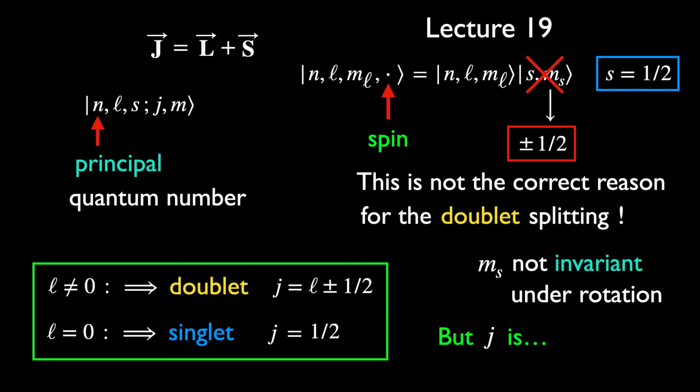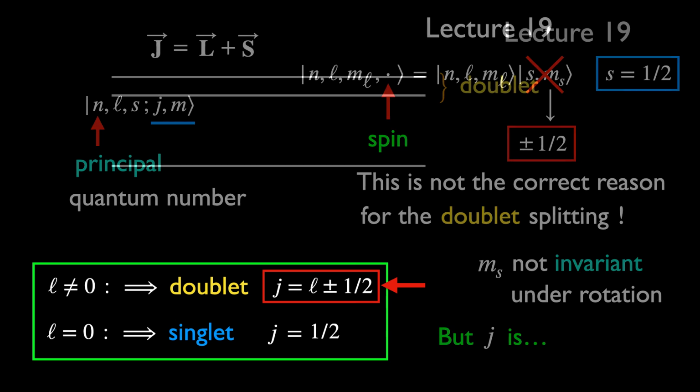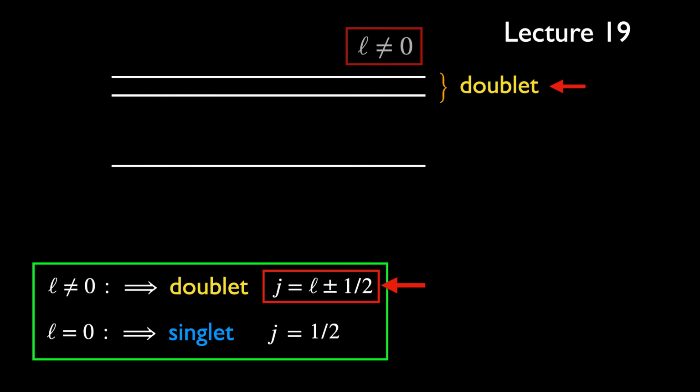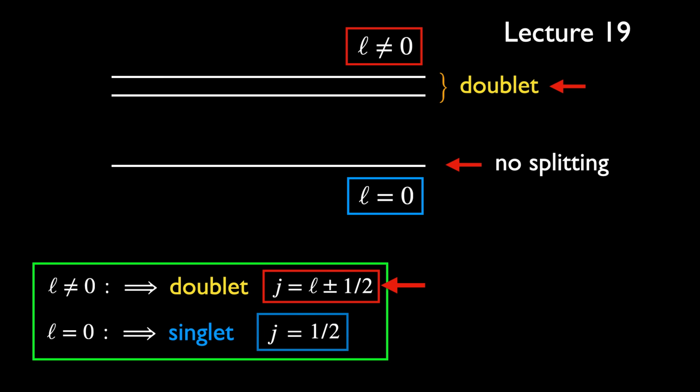Thus the correct way to introduce electron spin to explain the energy doubling is through the Jm states, in which spin is incorporated into the total angular momentum. The results in the green box correctly explain the observations we have made in Lecture 19 about the doubling of atomic spectral lines.